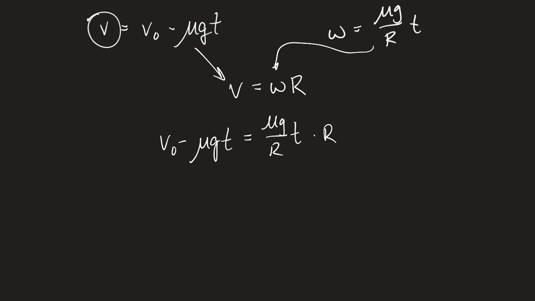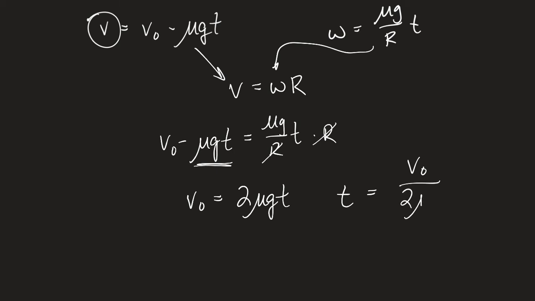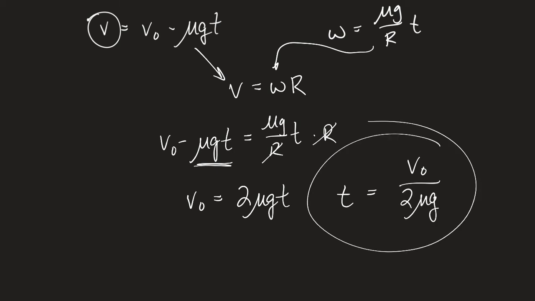So remember, we want when this is going to happen. L was a placeholder to tell us where this happens. Now that's it. I cancel out the r's. And I'm going to add this to both sides. And I'm going to solve that for t. This is when that happens.